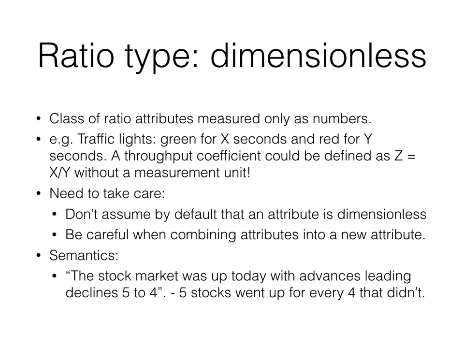One thing that's a bit weird is ratio type. Sometimes it can be dimensionless, so there can be no way of measuring it. So for example, we could talk about traffic lights. Traffic lights could be green for some number of seconds and red for another couple of seconds. So we could have some kind of new attribute called the throughput coefficient that would be the number of seconds in green divided by the number of seconds in red, but there's no measurement unit anymore for those. So that can sometimes be an issue.